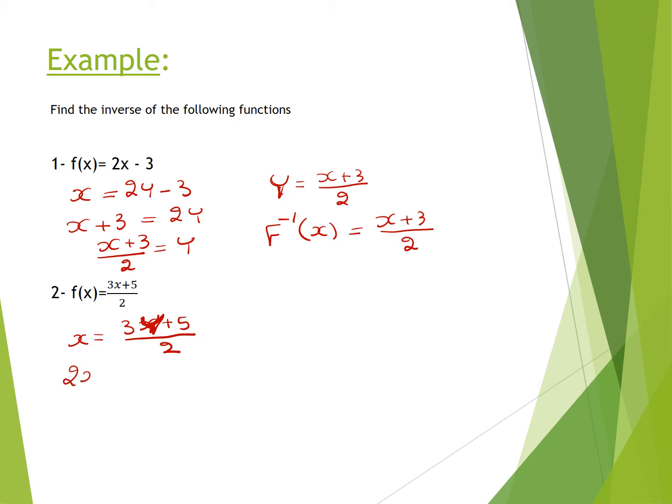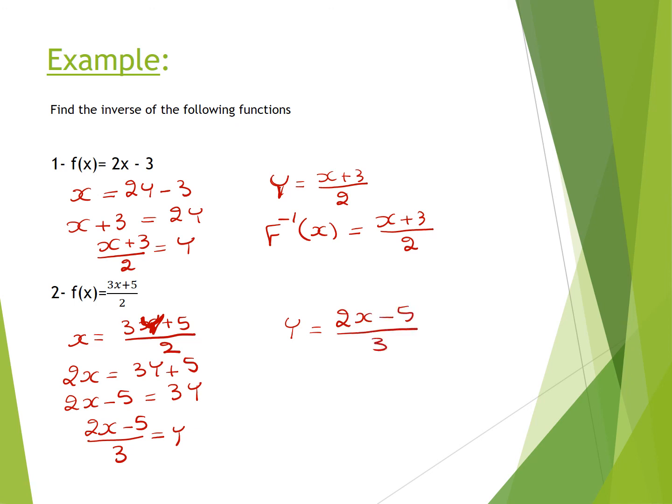So it's 2x equals 3y plus 5. Then I'll subtract 5. So it's 2x minus 5 equals 3y. Then I'll divide by 3. So it's 2x minus 5 over 3 equals y. So y equals 2x minus 5 over 3. I'll change the y to f inverse of x equals 2x minus 5 over 3, and I have finished the inverse.